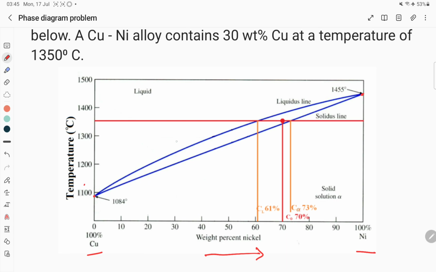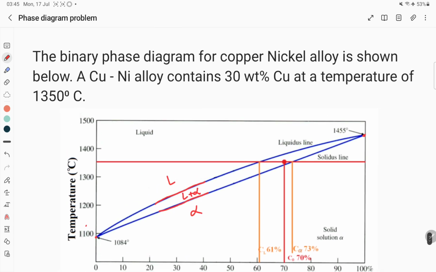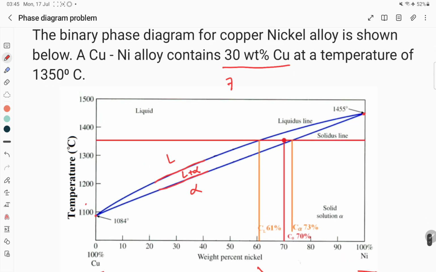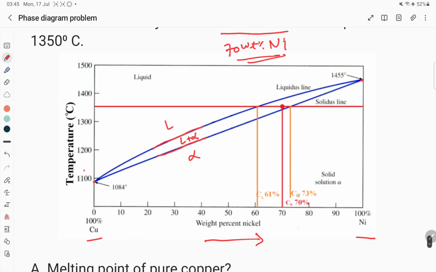The liquidus line is the line between the liquid phase and the liquid plus solid phase, which is alpha here. The solidus line is the line between liquid plus alpha and alpha. For this alloy the overall composition is given as 30 weight percent of copper. 30 weight percent of copper means 70 weight percent of nickel, because at the extreme left you have 100% copper, which means 0% nickel, and at the right 100% nickel means 0% copper.